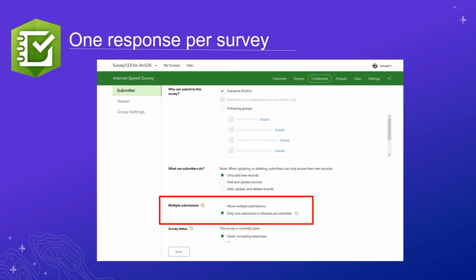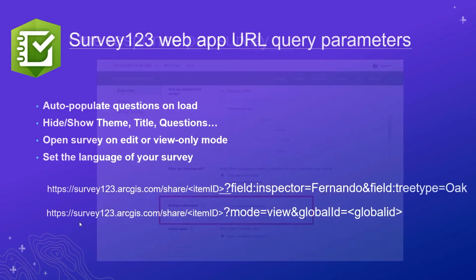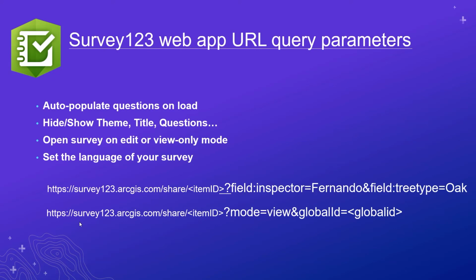The next feature I want to describe is the web app URL query parameters. This is very useful when you want to launch a web form and auto-populate a question or two on load. You can also use query parameters to hide and show the theme, or hide the title, even hide specific questions within your web survey, all through query parameters. Here you can see an example.